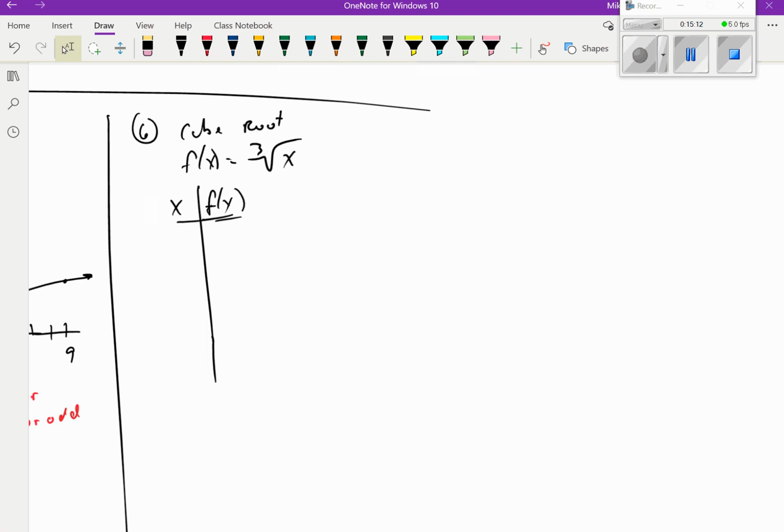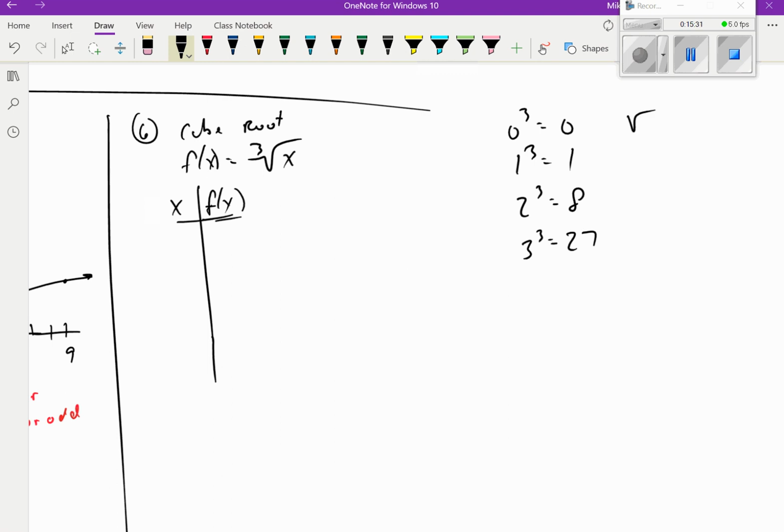So if I just kind of pop over here to the side and do some quick calculations. 0 times 0 times 0 is 0. 1 cubed, 1 times 1 times 1 is 1. 2 cubed, 2 times 2 is 4, times 2 is 8. Let's see, 3 cubed, 3 times 3 is 9, times 3 is 27.